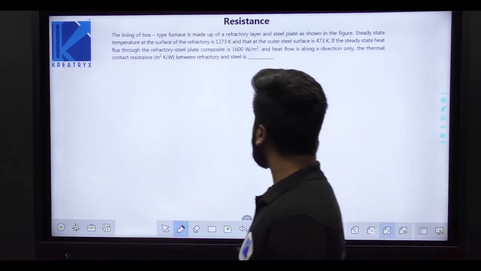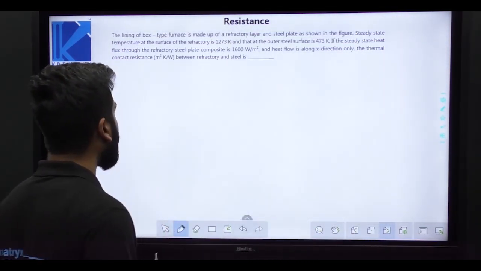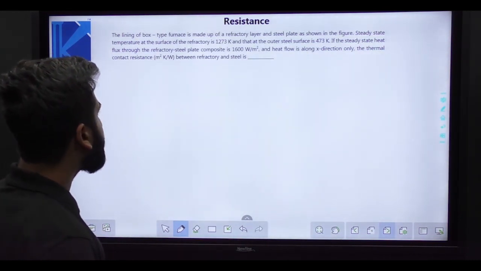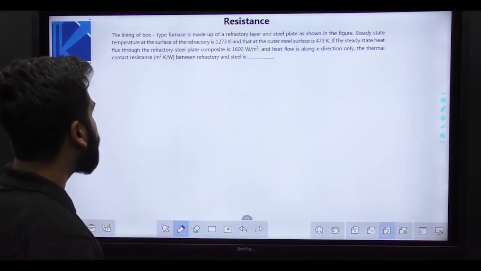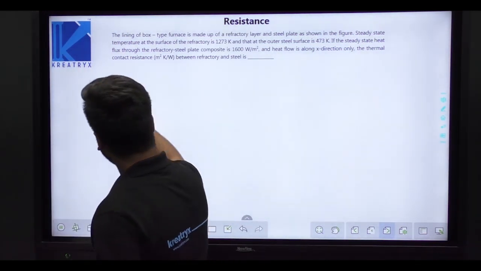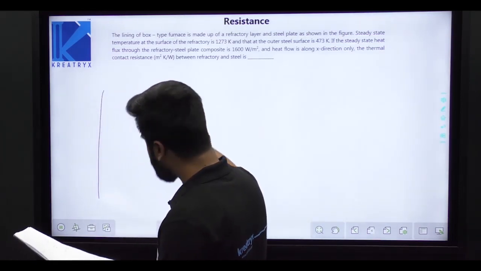The next question is again from the resistance circuit diagram. The lining of a box type furnace is made of a refractory layer and steel plate as shown in the figure. The figure is not there, so let me first draw the figure for you. This is refractory.